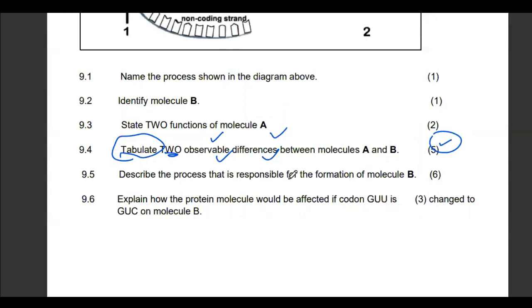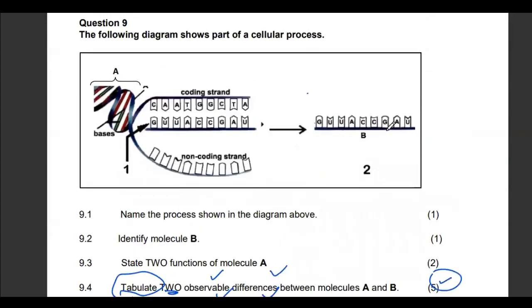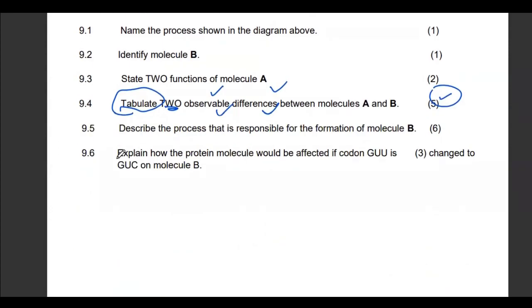Describe the process that is being represented or responsible for formation of molecule B. So here molecule B is messenger RNA. Why messenger RNA? It's because of this. You see, this is messenger RNA, which has uracil. Therefore, and also one strand is being used. So that's evidence to show that this is a transcription, because they are saying this is the non-coding strand. So it means that only this is acting as a template.